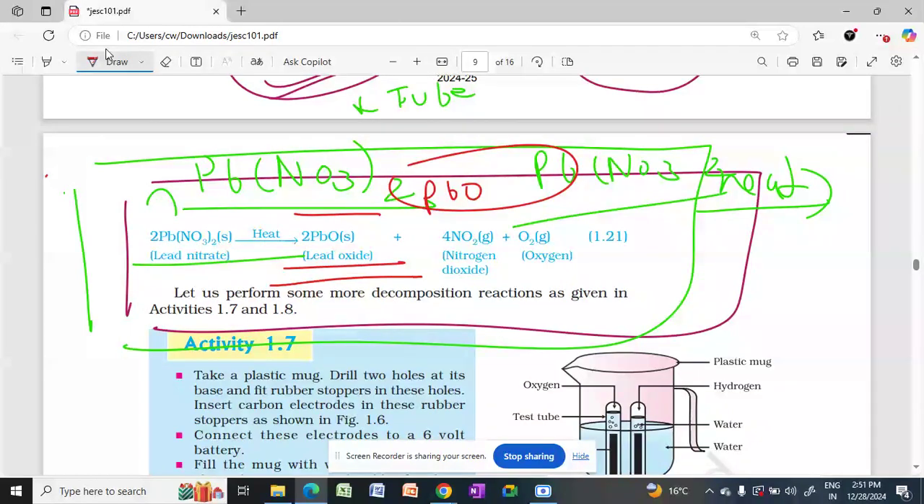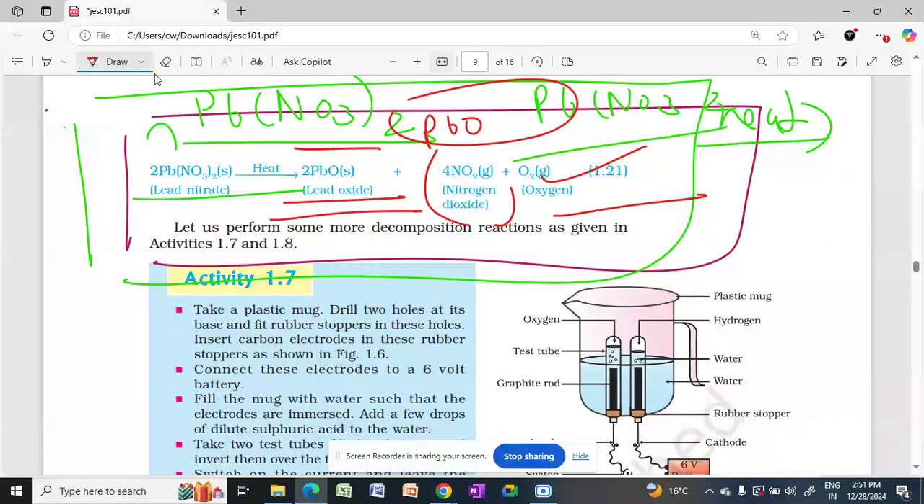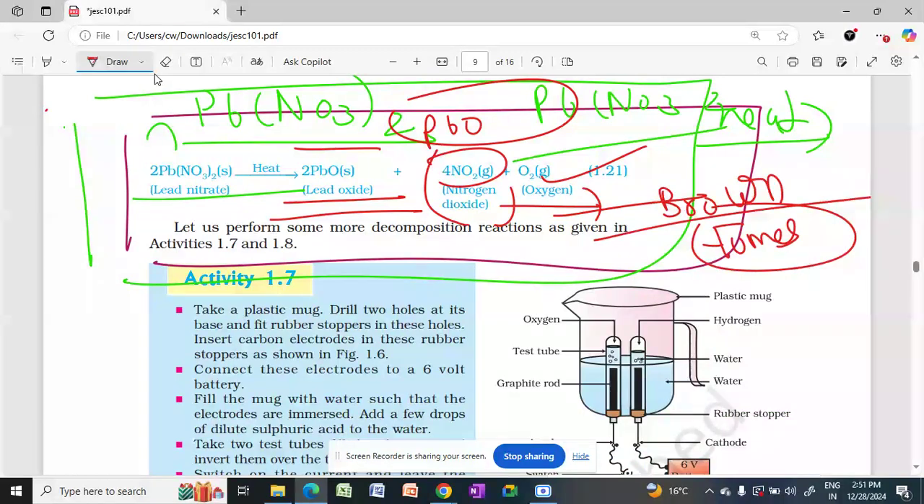That is my PbO. Tell me, brown colored fumes I told you, of which oxide? Yeah, plus O2 gas is evolved. So this is the complete reaction. And here in the NCERT you can write one thing, brown fumes, just below this, so that you will never forget. Clear? Everything up to this?